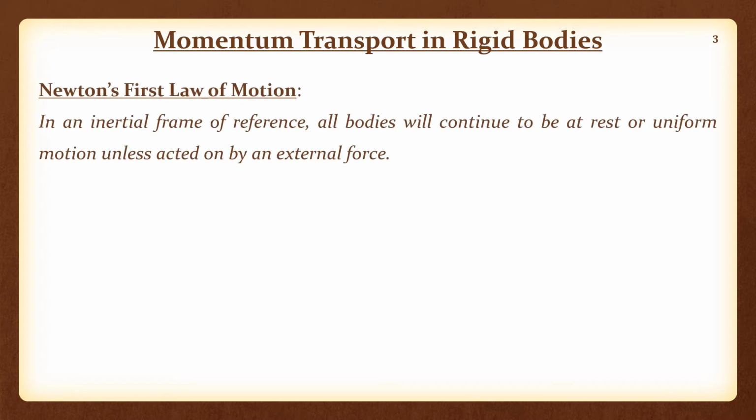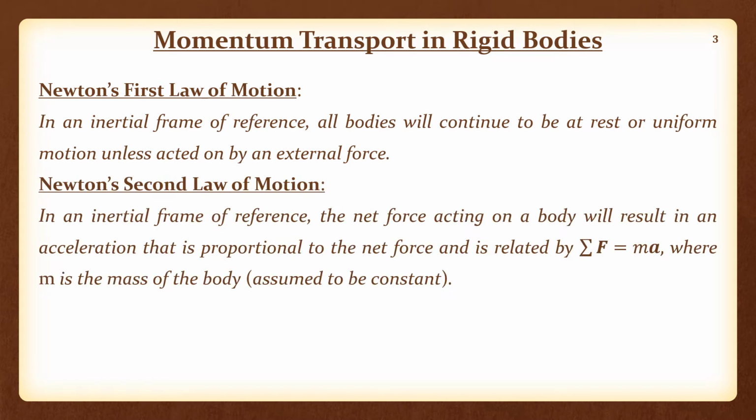Newton's first law of motion essentially says that in an inertial frame of reference, all bodies will continue to be at rest or in uniform motion unless acted on by an external force. Newton's second law of motion says in an inertial frame of reference, the net force acting on the body will result in an acceleration that is proportional to the net force, and is related to that acceleration by sigma F, which is the net force, equals m, the mass of the body, times a, which is the acceleration, and the mass of the body is assumed to be constant.